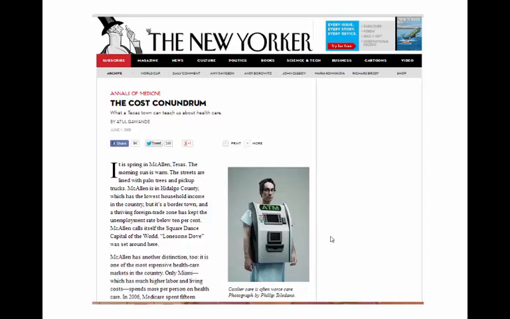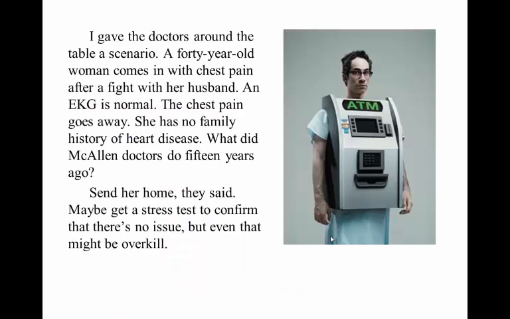So, why do hospitals in McAllen wind up spending so much more money? Bottom line, the doctors order more of everything. Gawande illustrates this with a conversation he had with some McAllen doctors.